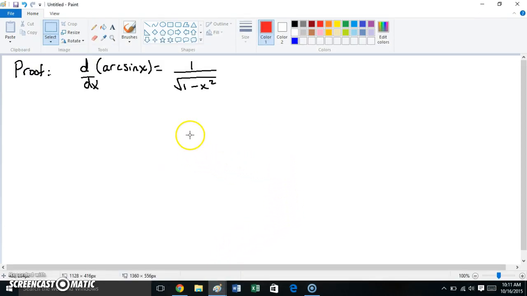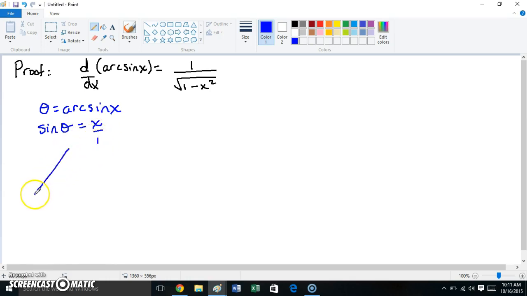Okay. We're going to prove the derivative of arcsine much the same way. So let's start out and take a look at the fact that theta is equal to the arcsine of x. Rewriting this, we can say the sine of theta is equal to x over 1. We can draw a representative right triangle with the opposite side of theta being x and the hypotenuse being 1. Therefore, the adjacent piece is the square root of 1 minus x squared.